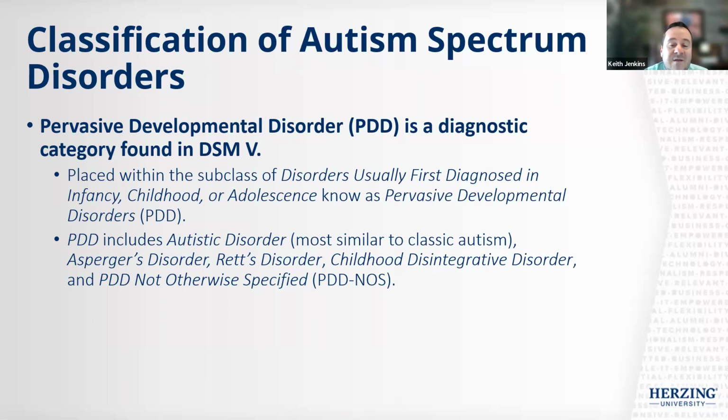So in the DSM, these disorders are placed within a subclass of disorders that are usually first diagnosed in infancy, childhood, or adolescence, and they're known as pervasive developmental disorders. There are a lot of other disorders that fall under this classification as well. But they are almost always diagnosed in infancy or at least in early childhood. If they are not, it's usually just somehow overlooked. There are instances where that happens, and we'll talk about that a little bit later.